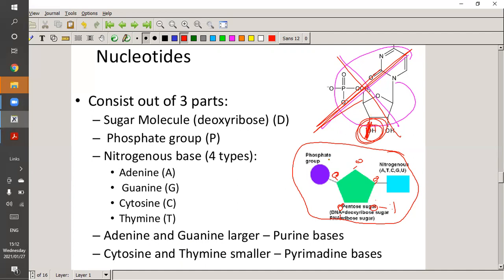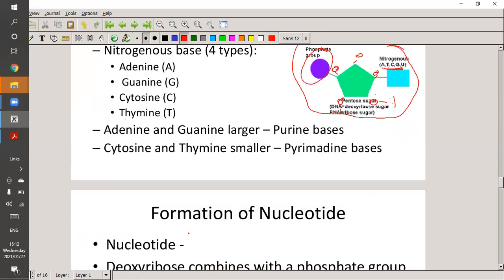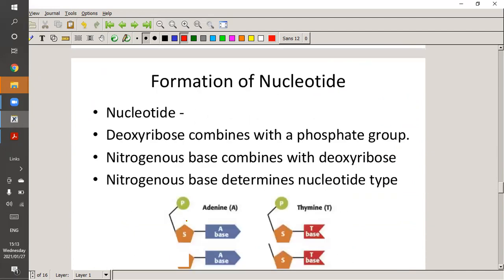Then we have a phosphate, and we have a nitrogenous base, which can be A, T, C or G. And in the case of RNA, the U you see over there replaces the T, the thymine. We do find that adenine and guanine are larger molecules. We call them purine bases. And cytosine and thymine are smaller, and we call them pyrimidine bases.